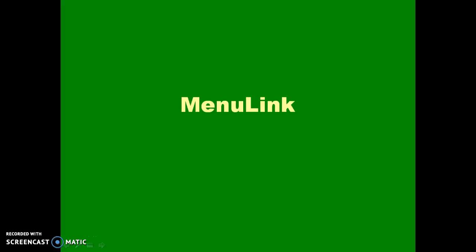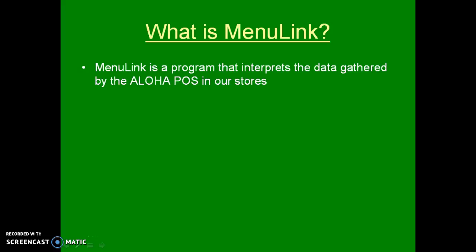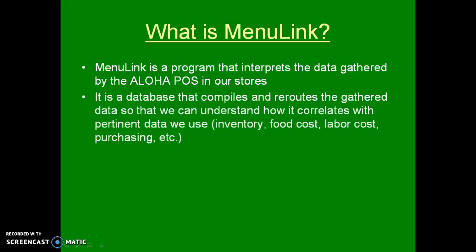All right, what we're going to do here today is take a quick look at MenuLink and what it's going to do for us and what it is. And some of the things I want to start out talking about is just what MenuLink is in general. MenuLink's just a program that interprets the data we gather on the POS, and it just brings it to the back office. It's nothing more than a database that compiles and reroutes the gathered data so that we can understand how it correlates with all the data that we're going to actually use, like inventory, food costs, labor, purchasing.